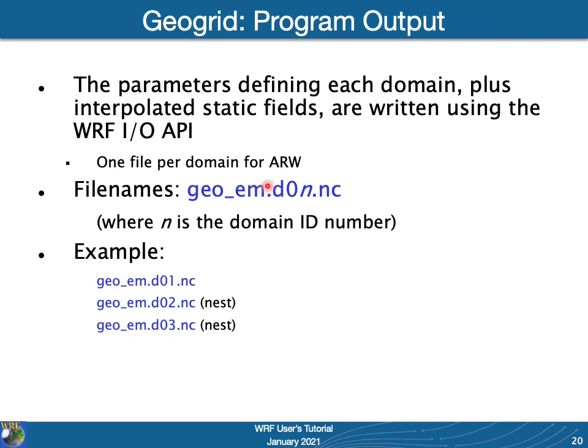If it wasn't already mentioned in the introduction talk, EM is the old name for the ARW dynamical core. It stands for Eulerian mass, which is the vertical coordinate that's used in the ARW.